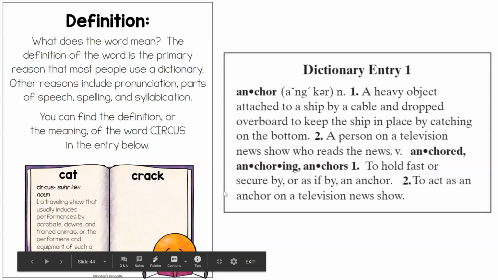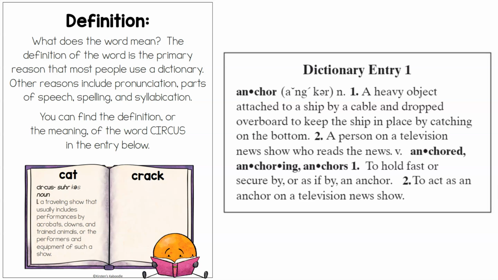Let's take a look at this dictionary entry here for the word anchor. How many definitions does the word anchor have? Correct. It has 2 definitions or meanings when it's used as a noun, and another 2 definitions or meanings when it's used as a verb. Let's take a look at each of these. Anchor. Noun. A heavy object attached to a ship by a cable and dropped overboard to keep the ship in place by catching on the bottom.